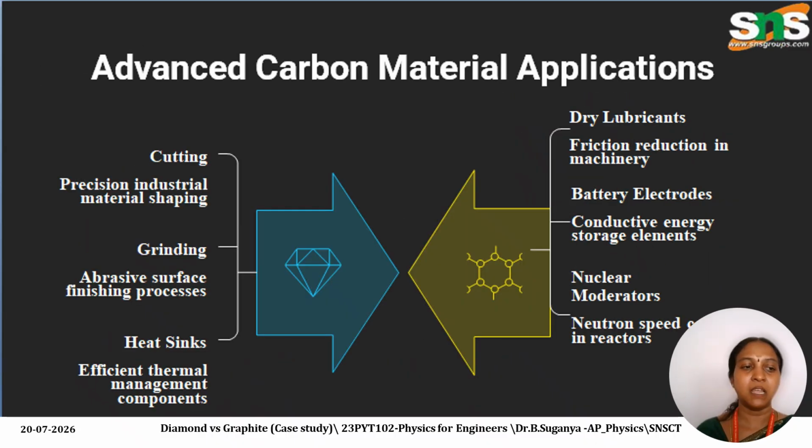Advanced carbon material applications. Diamond is used in cutting and drilling tools because it is an extremely hard material. It is also used in jewelry because it is transparent and attractive. Graphite is used in pencils because its layers slide easily, and in electrodes and batteries because it conducts electricity. These applications show how practical use comes directly from crystal structure and physical properties.